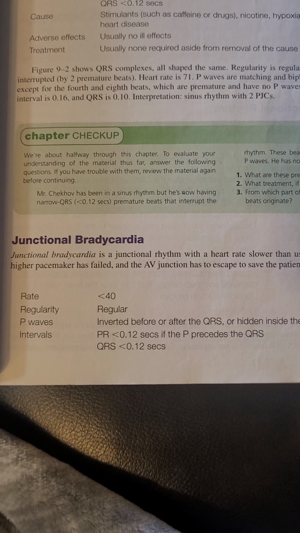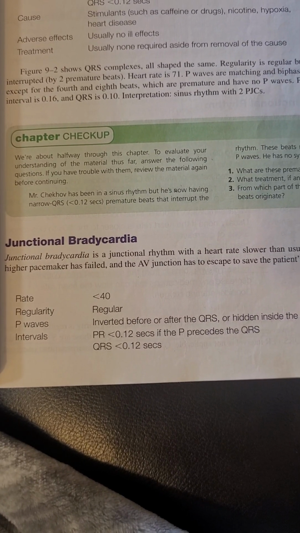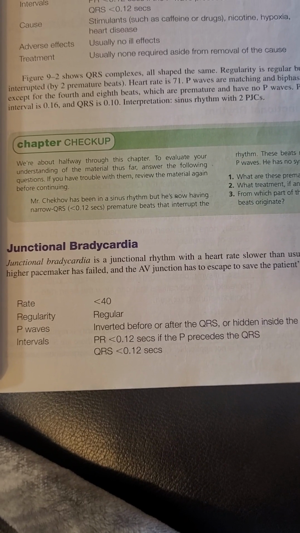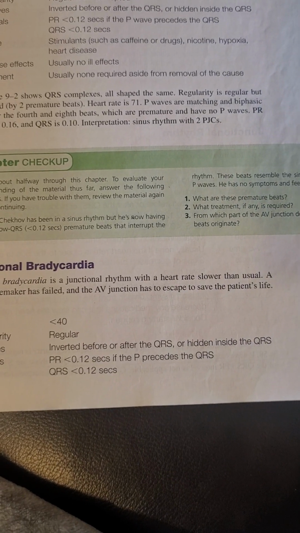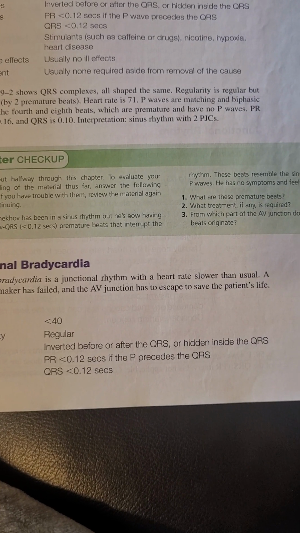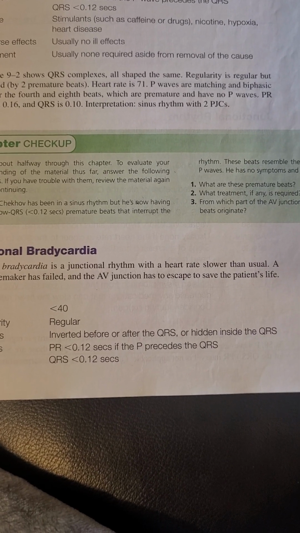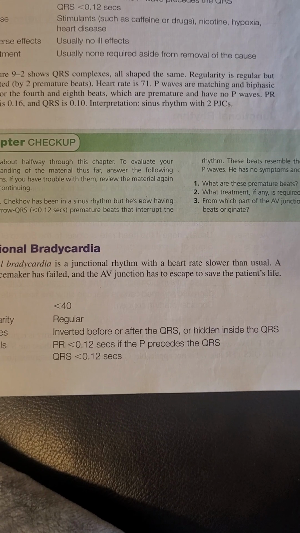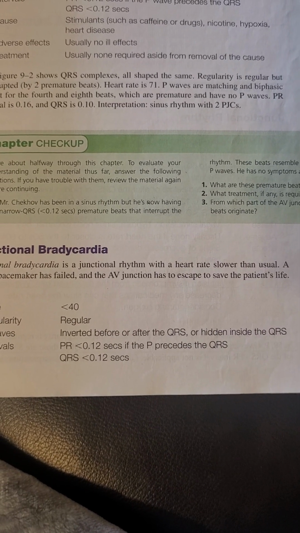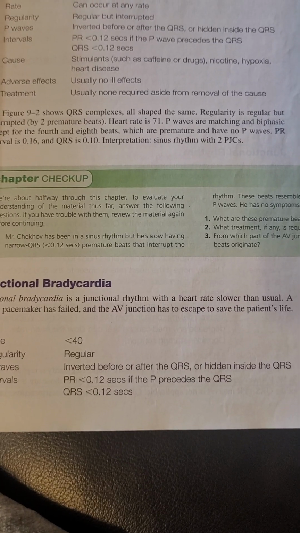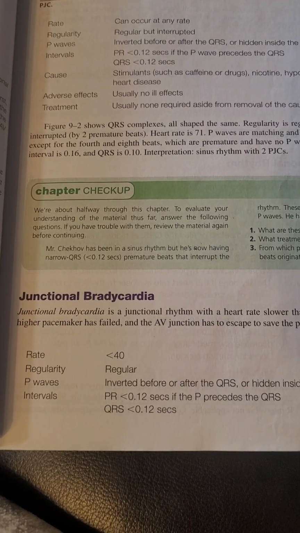Junctional bradycardia. It's a rhythm that is less than 40 beats per minute. It's a regular rhythm. The P waves would be an inverted P wave before or after the QRS, or hidden inside the QRS. That means no P, that you don't see a P wave, or you have an inverted P wave before or after the QRS. The PR interval could be less than 0.12 seconds. QRS is still less than 0.12 seconds.